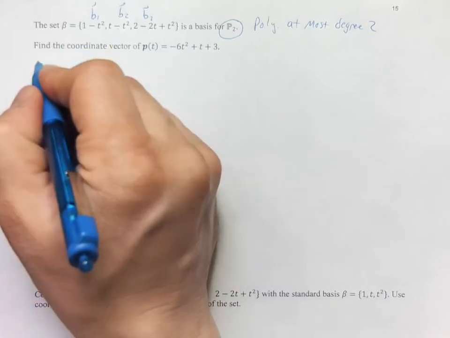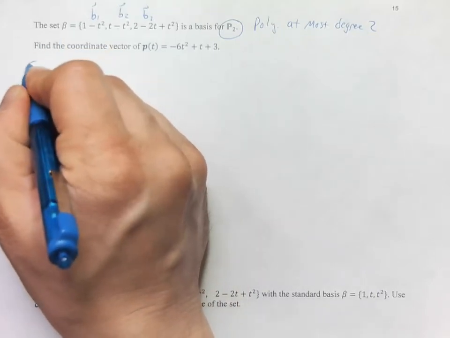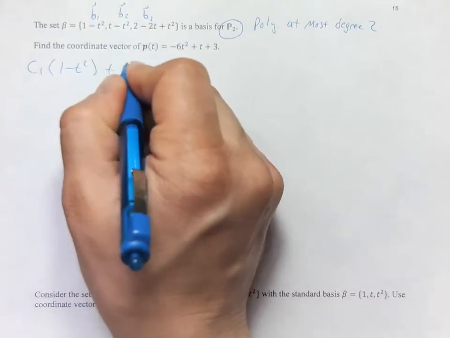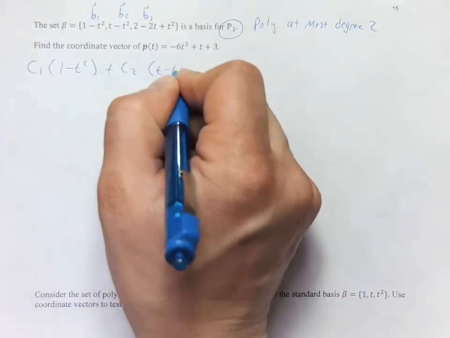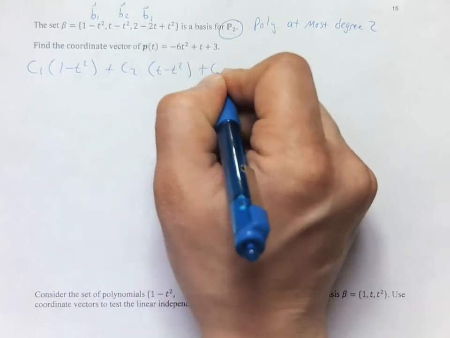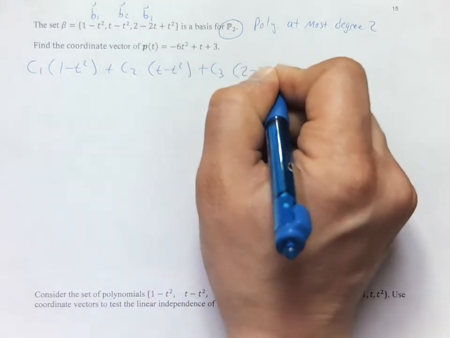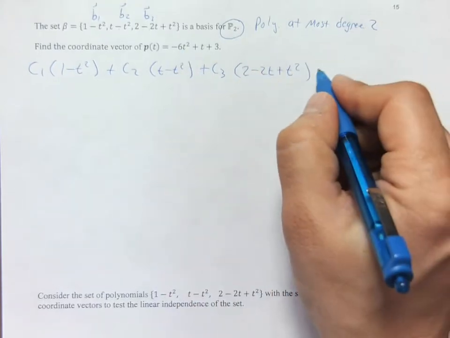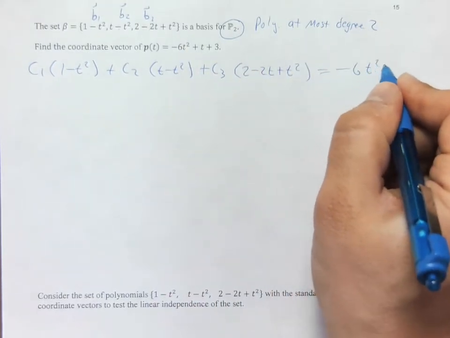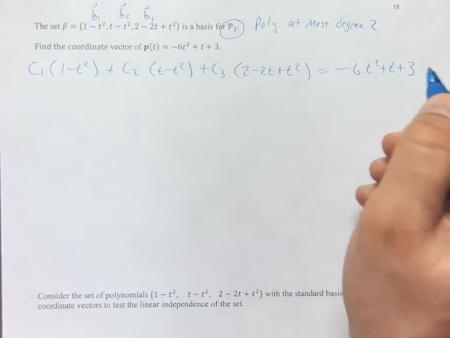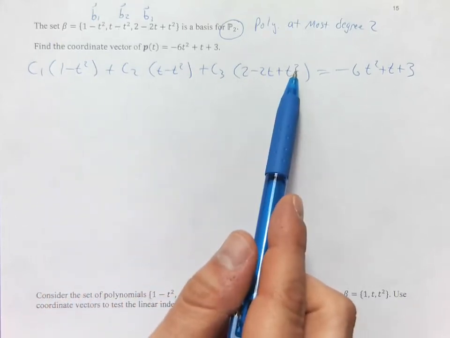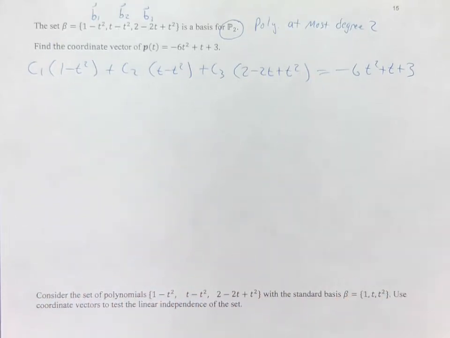And so let's write down the math system here. We want to be able to multiply C1 times the first element plus C2 times the second element plus C3 times the third element to equal our given vector. Right, that's the math setup here. That's a linear combination of our basis elements equaling the vector we want to figure out.